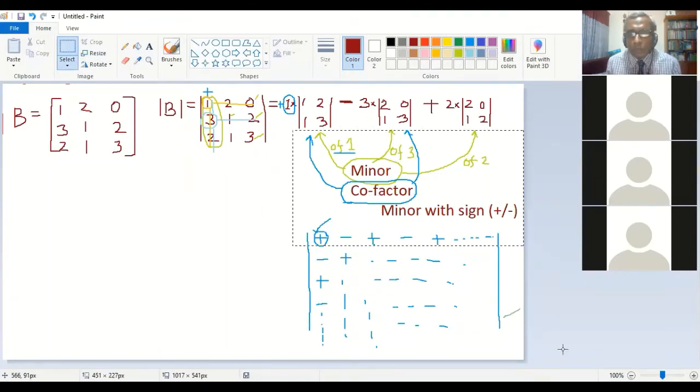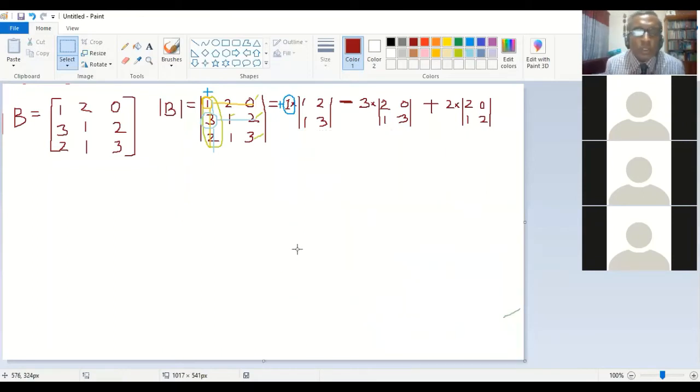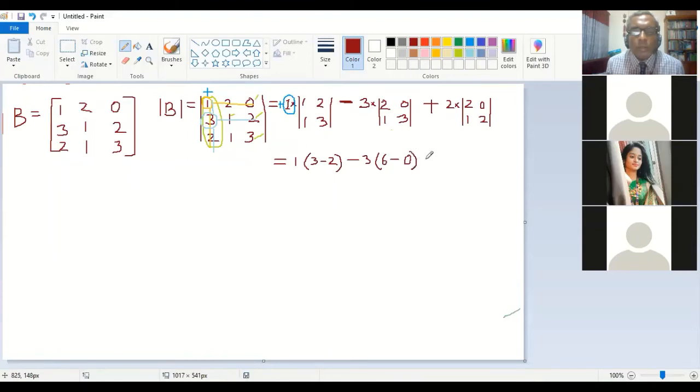Now I am erasing all this and doing the calculation here. So what is the calculation here? In this case, it will be 1, then bracket, 3 minus 2. And then minus 3, and then bracket, 6 minus 0. And then plus 2, within bracket, 4 minus 0.